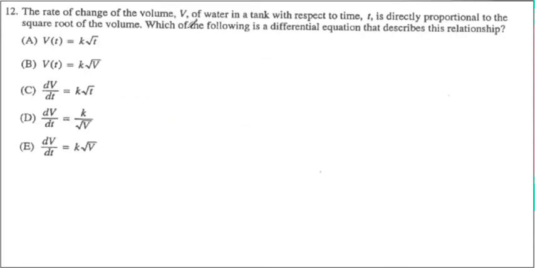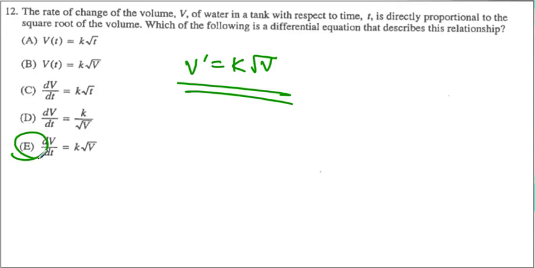Alright, the rate of change of volume V. Here we're talking about the rate of change is V prime. It's directly proportional, so we have a constant of proportionality, which is K, to the square root of the volume. So that's basically what we're looking at. And out of these, choice E represents that. Alright, let us continue here.